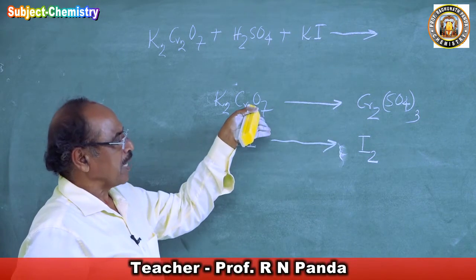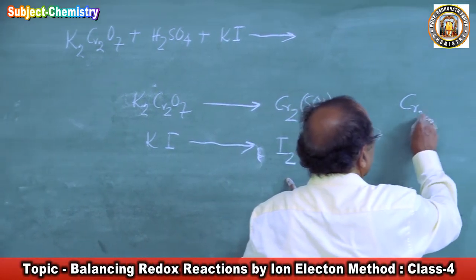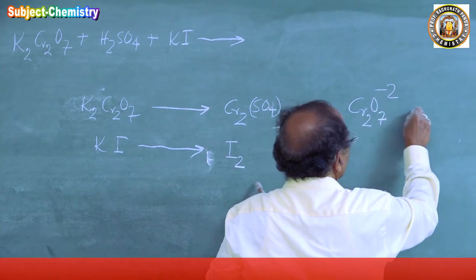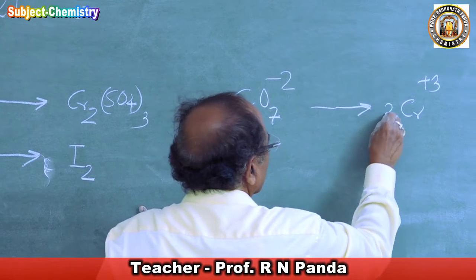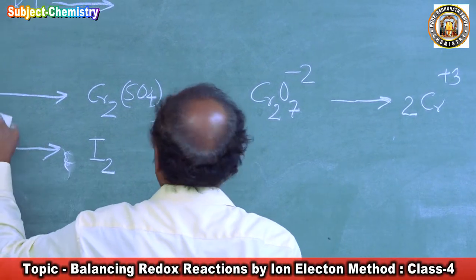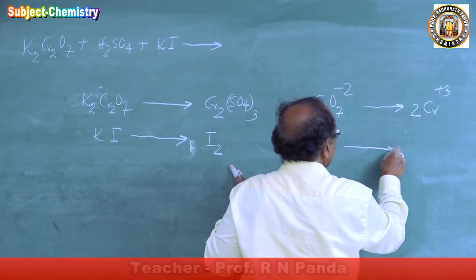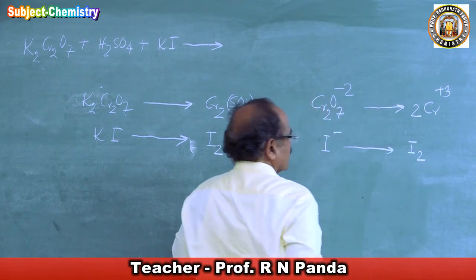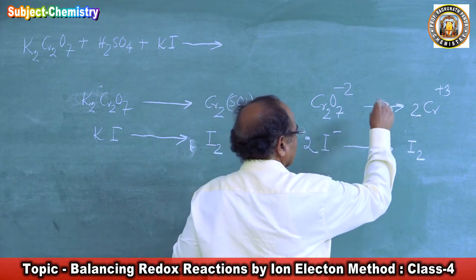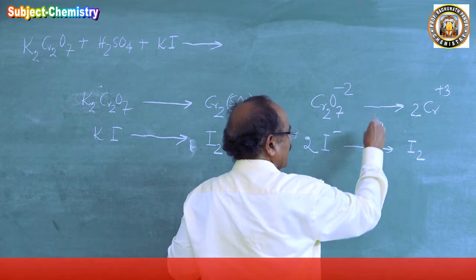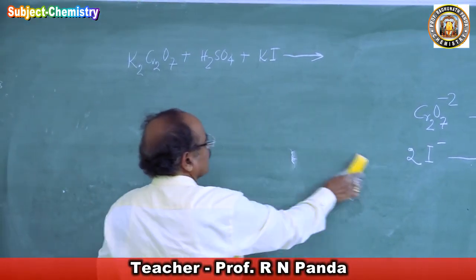Now we'll put this in ionic form. Potassium dichromate, we will write as Cr2O7 minus 2, which will form Cr plus 3. So 2 chromium, so 2Cr plus 3. This is the equation for potassium dichromate. In ionic form, I minus is becoming I2. So 2I minus will become I2. We'll balance this equation by the ion electron method, then we will try to cancel out the electrons.